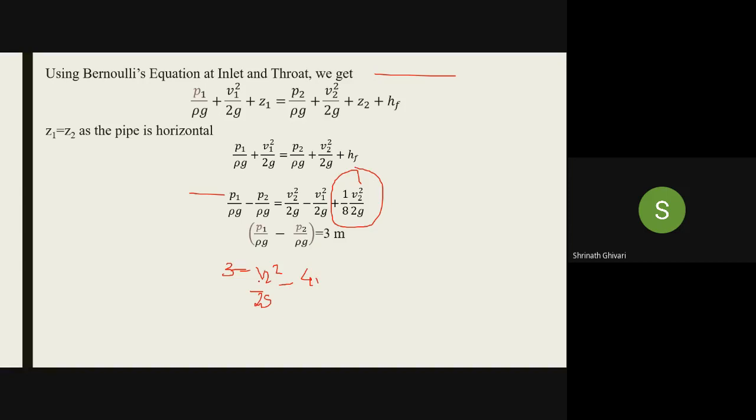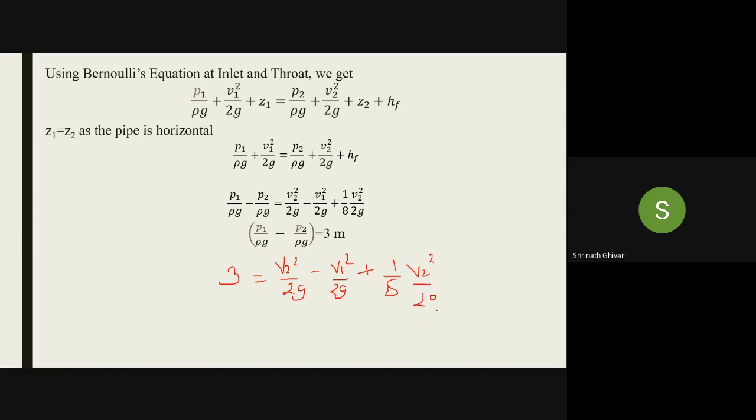What is V2 square? Anyone? Okay, I'll write the expression. Now, can you determine the value? V2 equal to 4V1, right? Substitute the value and get me the answer. So 3 equals V2 square minus V1 square by 2g plus 1 by 8 V2 square by 2g. So V1 is how much? 1.86 meter per second. I have got this expression.